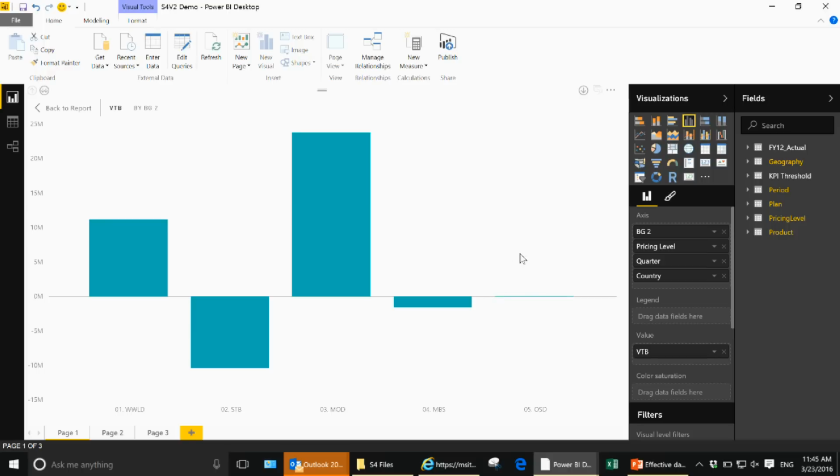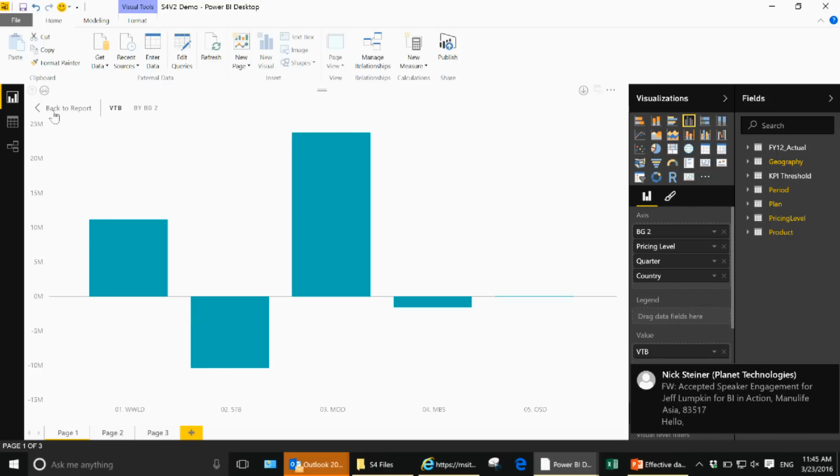And we can now drill in further to see which of these countries had what overage or underage by product. Really get the message and understand what's going on and what actions we need to take on this subset.